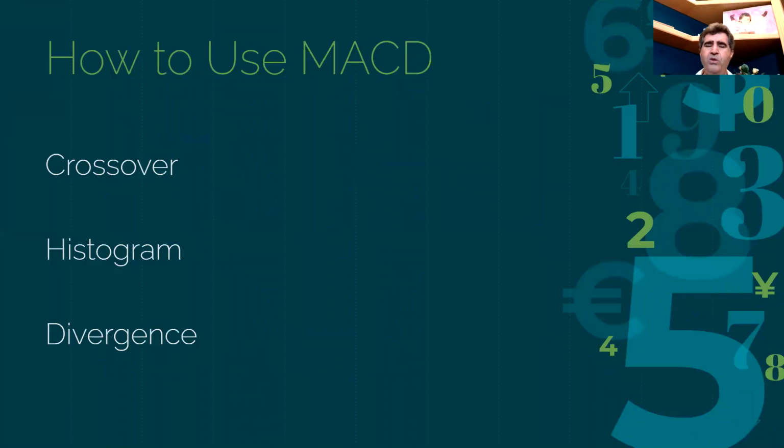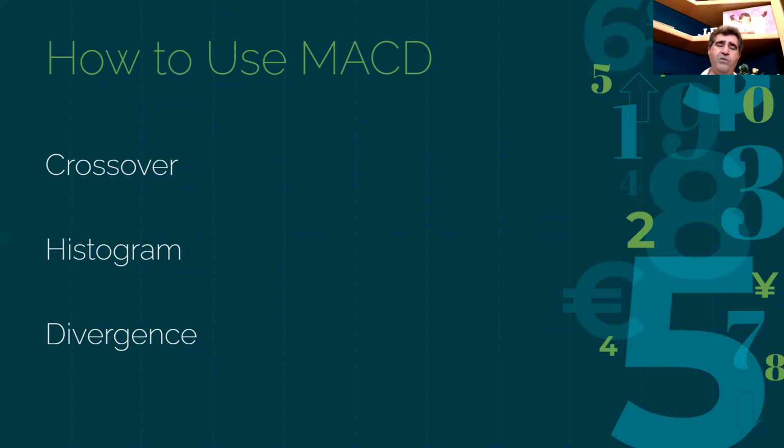So how do we use the MACD? We can use the crossovers, which are the lines that we just spoke about, the signal and the MACD. We can use the histogram, which allows us to know whether the trend is positive, bullish, or negative. And then, like a lot of other indicators, we use divergence.